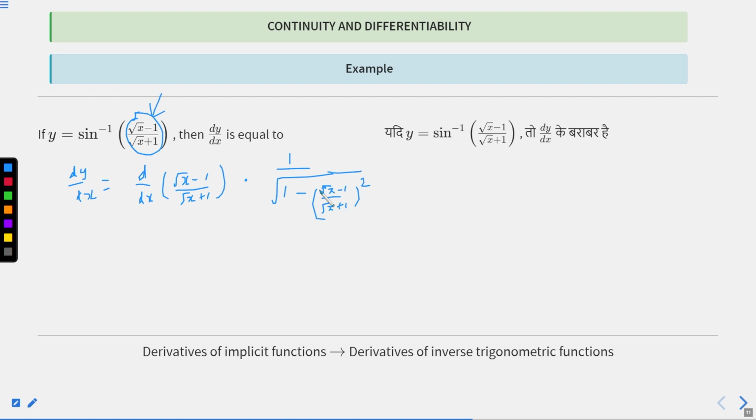So please solve this by using the quotient rule. If you remember, the derivative of u by v is nothing but (v times u derivative minus u times v derivative) by v square. That's it.